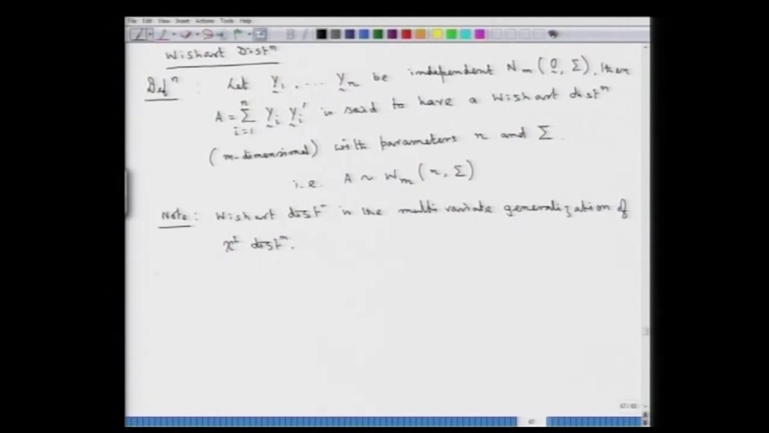Now, two simple results concerning a Wishart distribution are the following. The first is a result concerning the sum of two independent Wishart distributions. Suppose A1 follows a Wishart distribution of dimension m with n1 degrees of freedom and an associated variance covariance matrix sigma, and we have another Wishart distribution A2 with the same dimension m, a different degrees of freedom n2, and the same associated variance covariance matrix. So A1 follows Wishart m, n1, sigma and A2 follows Wishart m, n2, sigma, and they are independent.